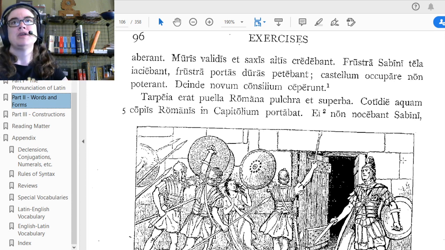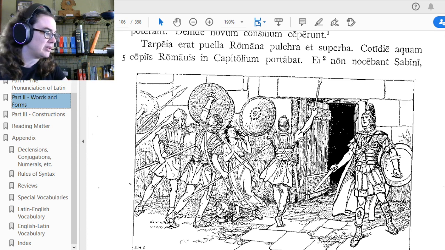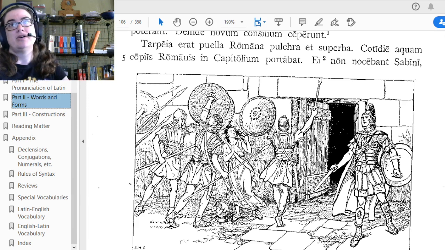All right. Then, they seized a new plan, novum consilium. Tarpeia. This is Tarpeia here. Being freaked out, she dropped her water jug. All right, Tarpeia was a Roman girl, beautiful and arrogant. Superba, that's not a good thing. You don't want to be superba. Every day, cotidie, she was carrying water to the Roman troops on the Capitolium.